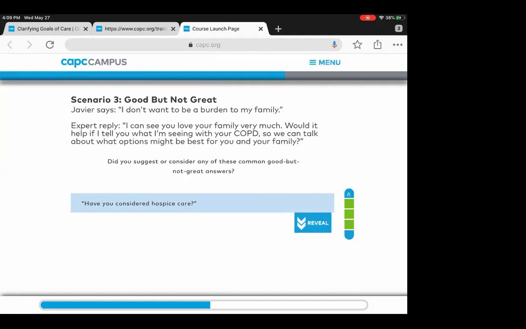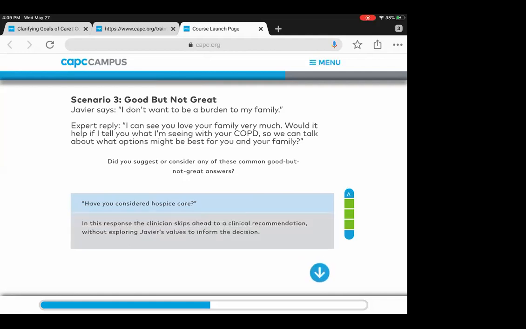Have you considered hospice care? Again, in this case it may be appropriate, and probably is appropriate, but it's probably a little too soon in that conversation. You're jumping ahead to that clinical recommendation without really exploring those values.